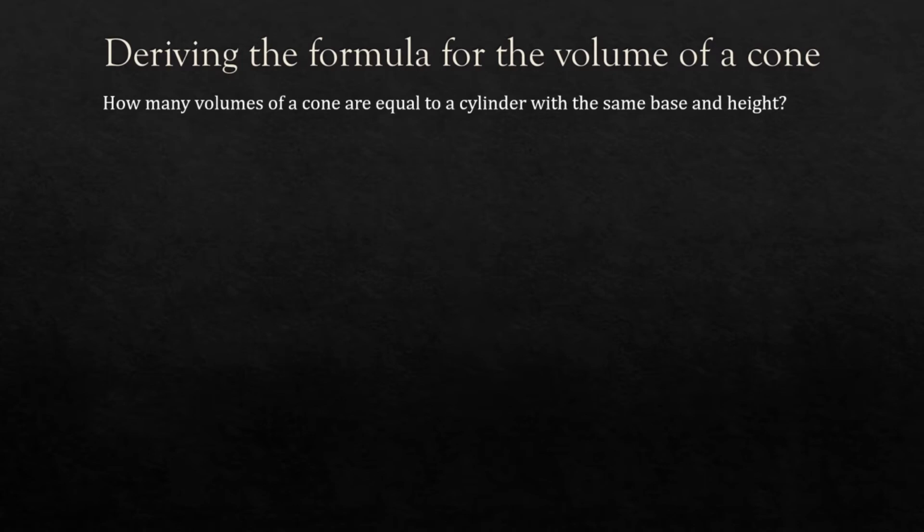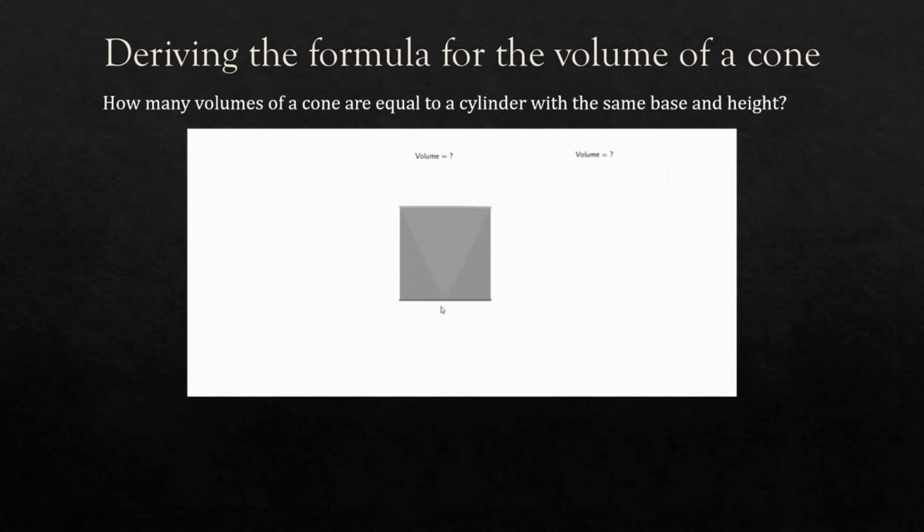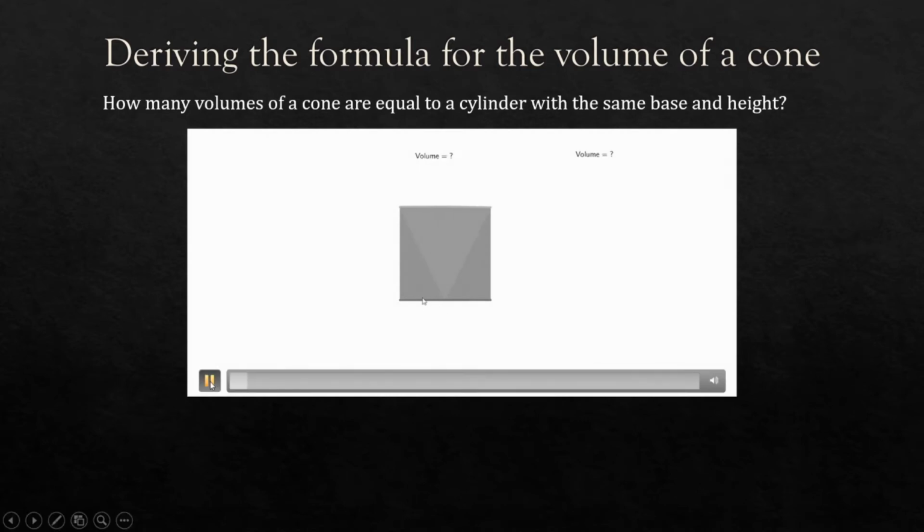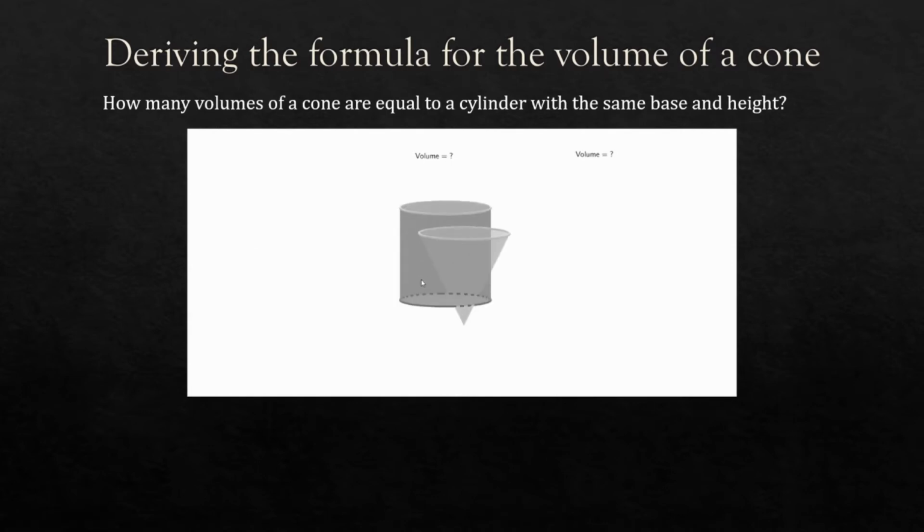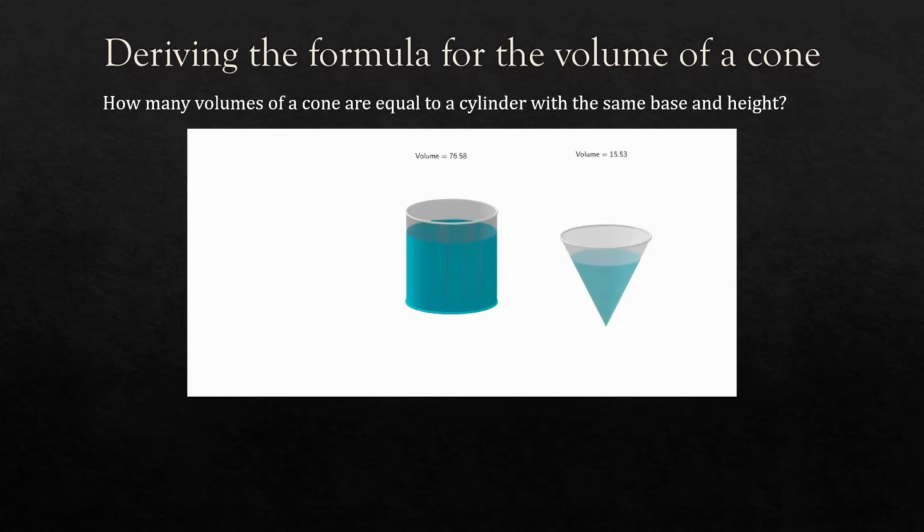How many volumes of a cone are equal to a cylinder with the same base and height? Let's watch a video. You can see that the height of the cone and the cylinder are the same, and the radius is the same. We will fill them up with liquid. The volume of each is shown at the top.